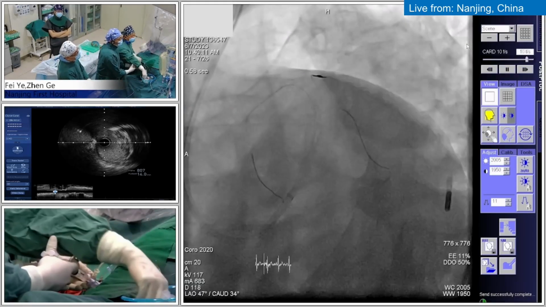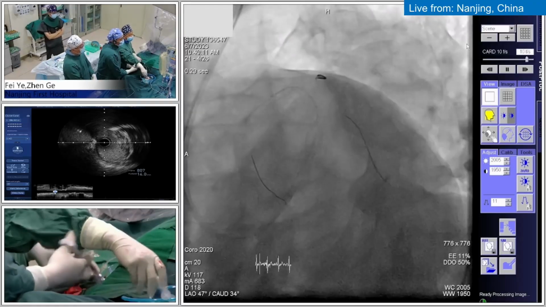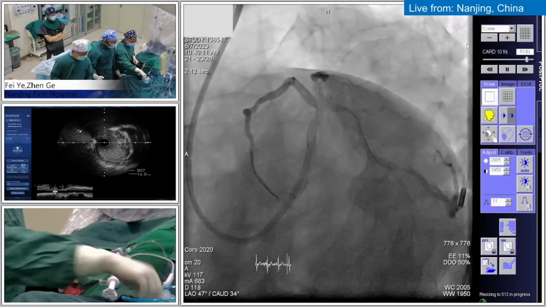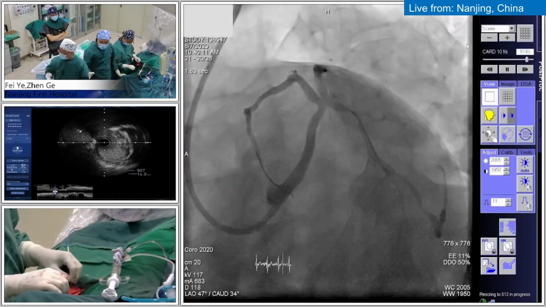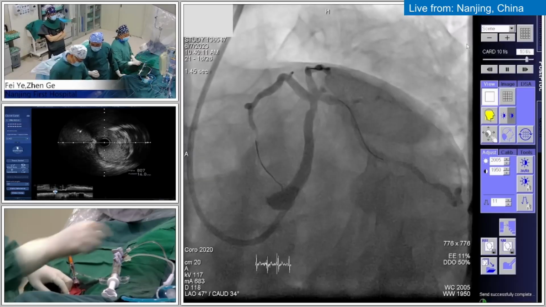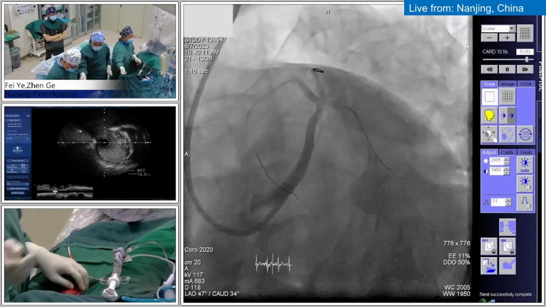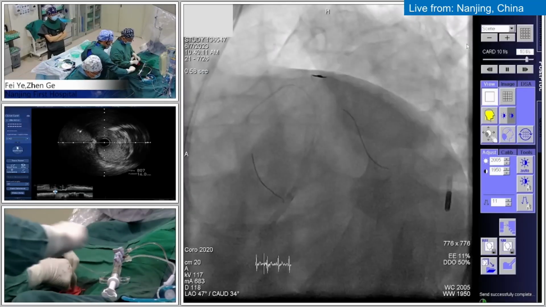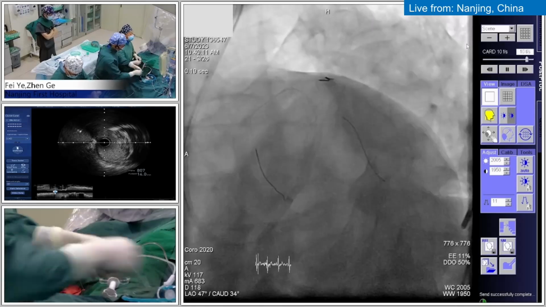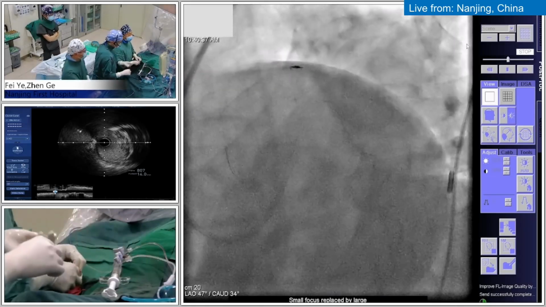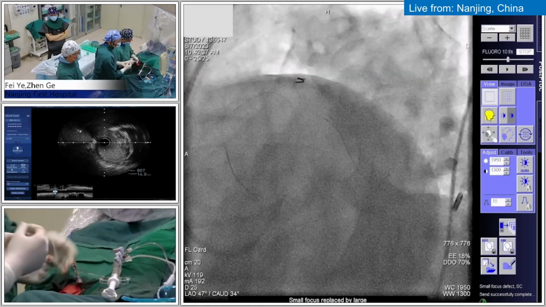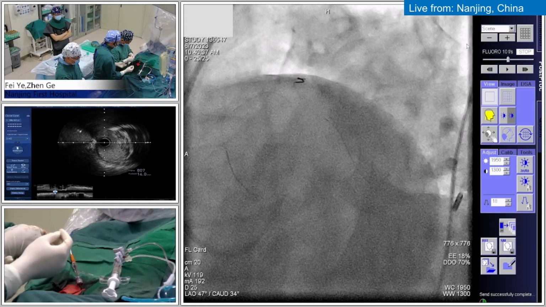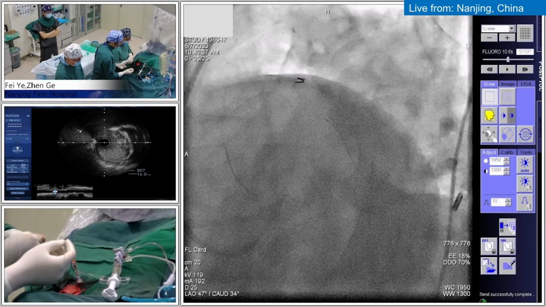So you change the wire after post dilation with the 4.0. Yes, there is low influence of the circumflex and the ramus. From the IVUS, we can see there is not any plaque shift. Sometimes we change the wire before post dilation, sometimes we change the wire after post dilation. It depends on the operator's discretion.